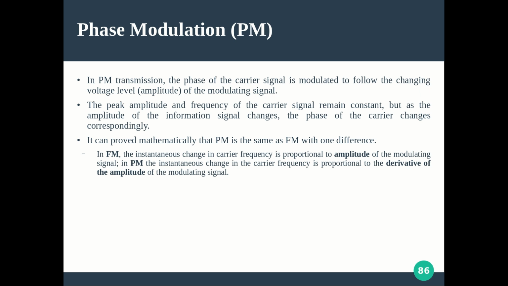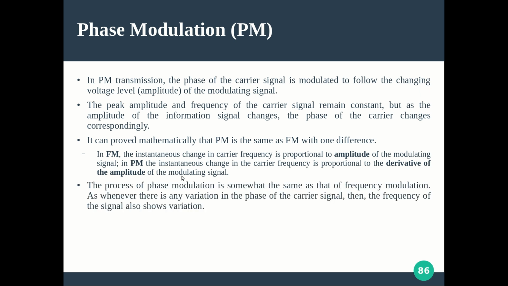By simply making the change of the frequency of the carrier signal proportional to the derivative of the amplitude of the original signal, you are actually modulating the carrier phase, keeping the other parameters constant, okay. And even though we say we are trying to keep frequency and amplitude constant, the frequency is actually getting changed when we try to achieve the phase change.